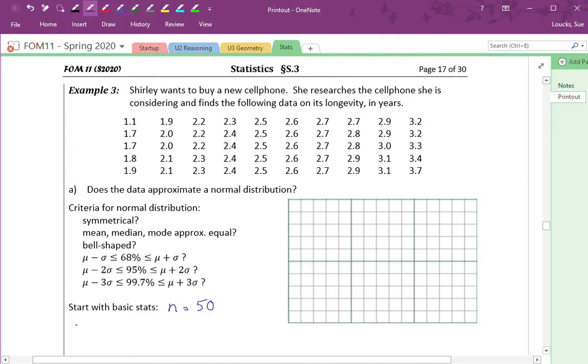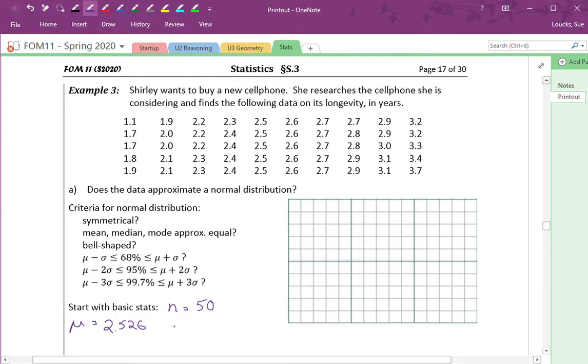We need to know the mean. So we're just going to do that in our calculators. So the mean is 2.526, and I totally invite you and encourage you to pause the video and check that on your calculator. Make sure you know how to do that. Make sure my answers are right, because you know I make mistakes.